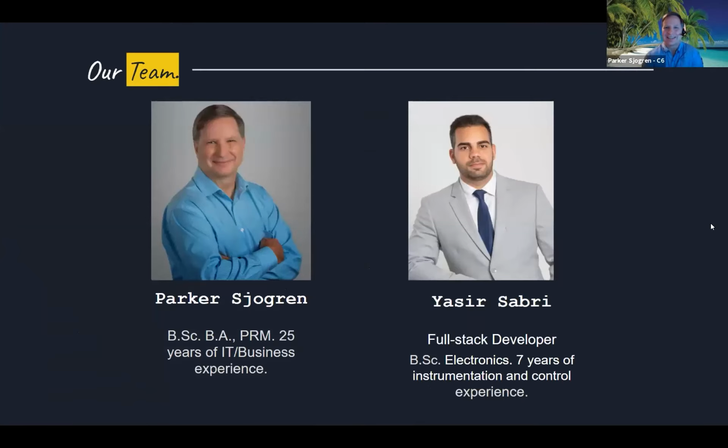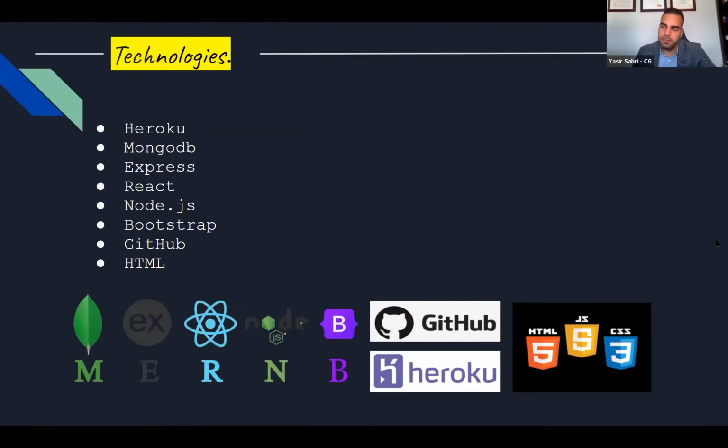Now, as Jen just said, the 2UB acronym stands for Two Useless Bunnies, because there are two of us. Of course, there's myself here, Parker, and my partner here, Yasser Sabri. Next slide. Now, these are the technologies we used.